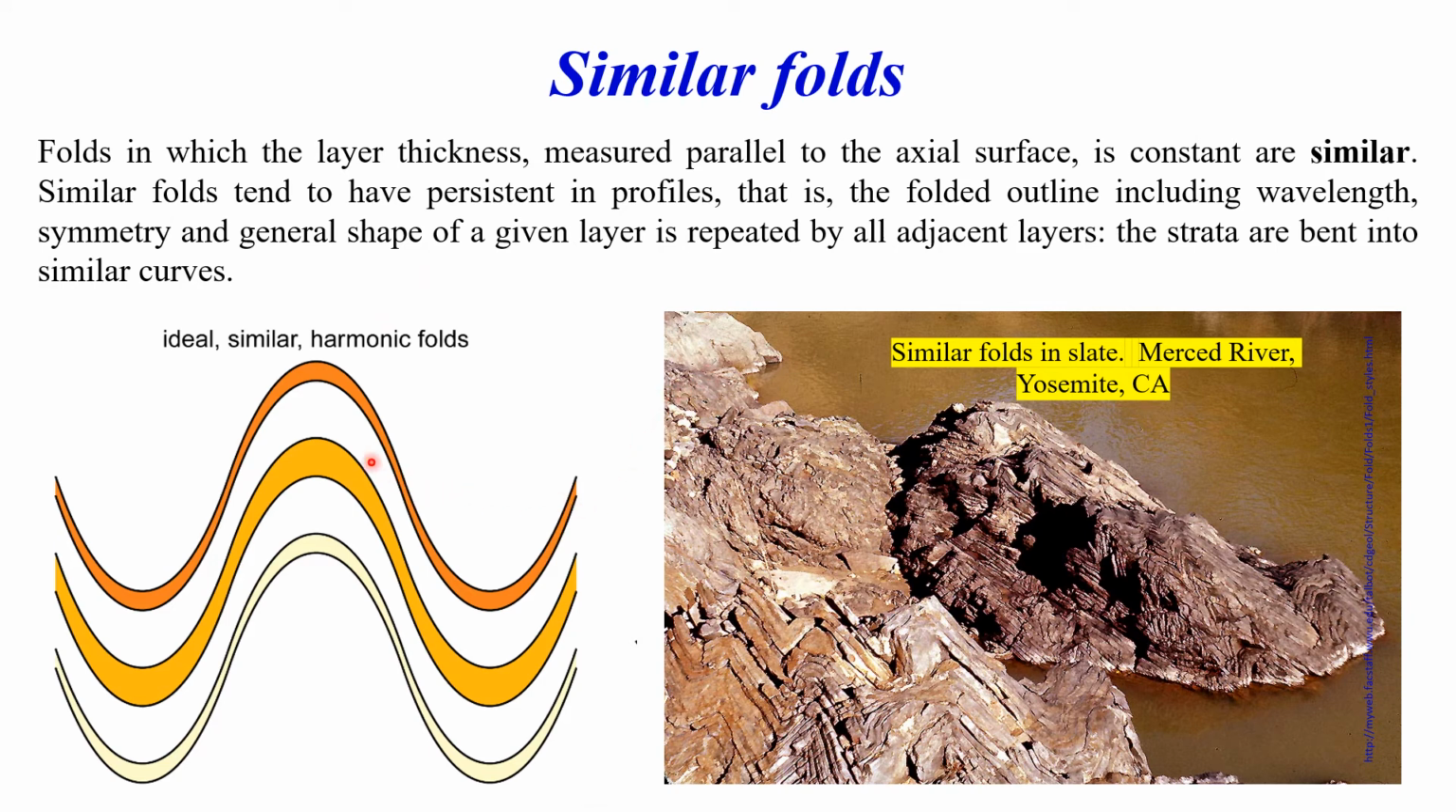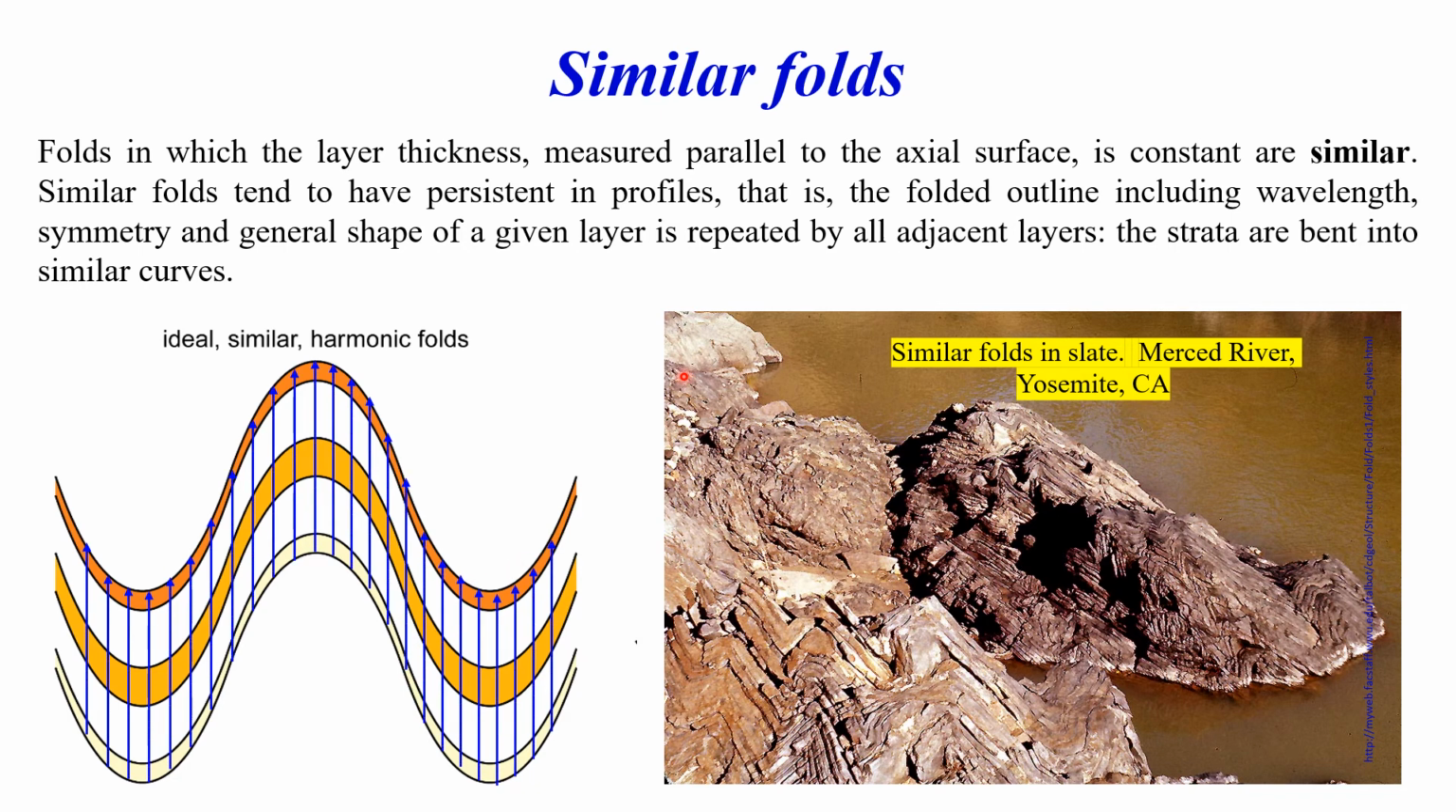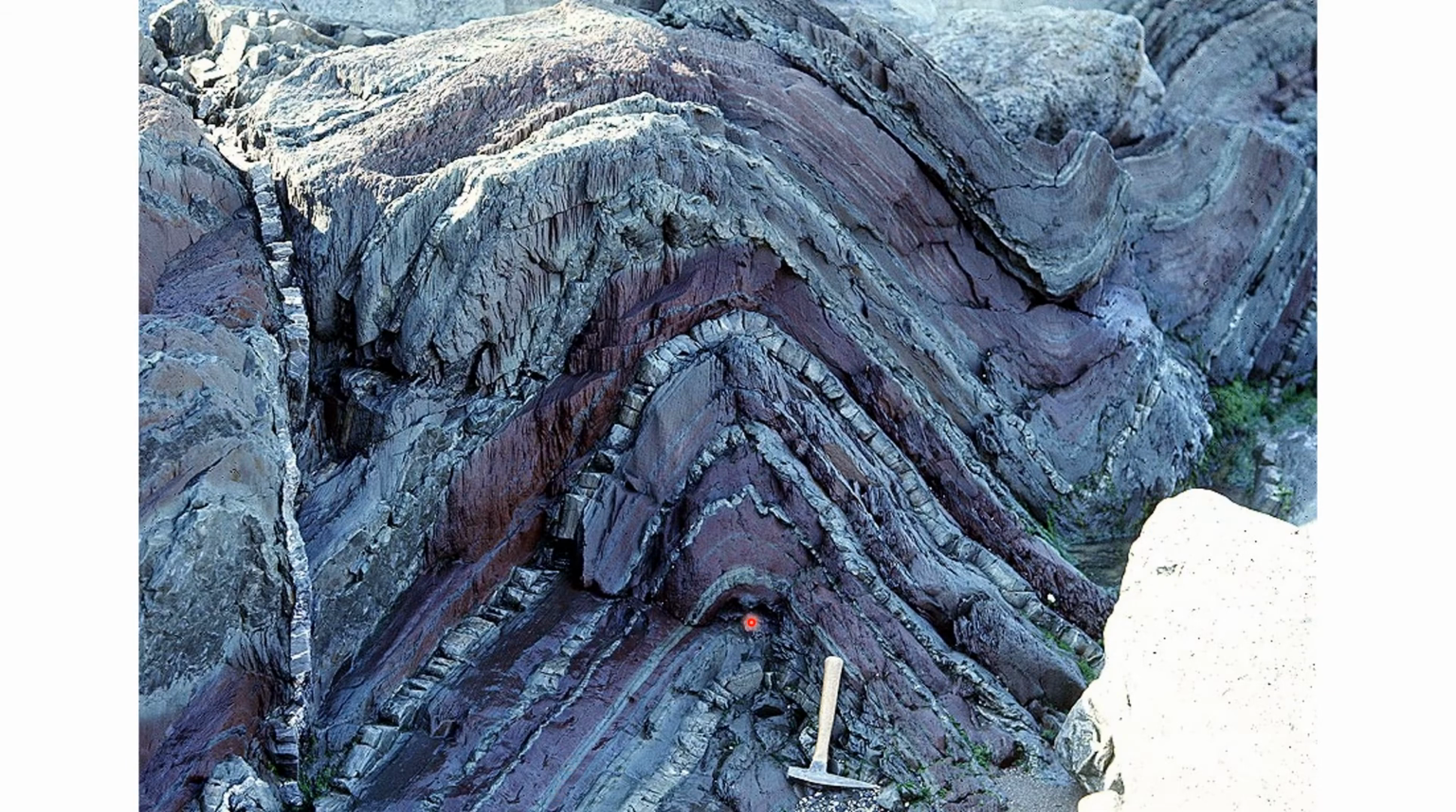Similar folds are such types of folds that if we measure the thickness parallel to the axial surface, this remains constant. As you can see in the diagram, these lines are all of the same length. So this special category of fold is known as similar fold. This is one of the field examples of similar fold. Now we will look at some other examples from the field. So this is one more example from the field.